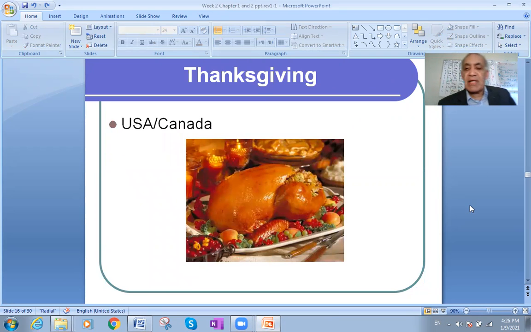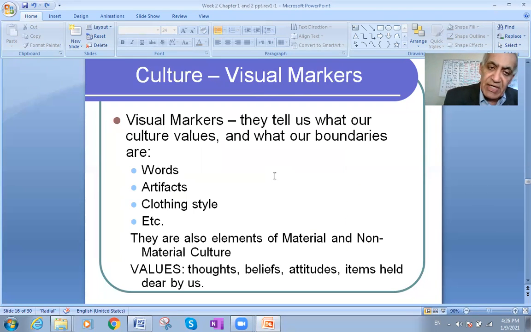For example, like you see in the United States and in Canada, we have Thanksgiving. There will be a turkey, and people will eat and celebrate, and the families all come together and celebrate this event. So it is a tradition, so it's a culture, a type of culture, part of the Canadian and the US culture. Okay.